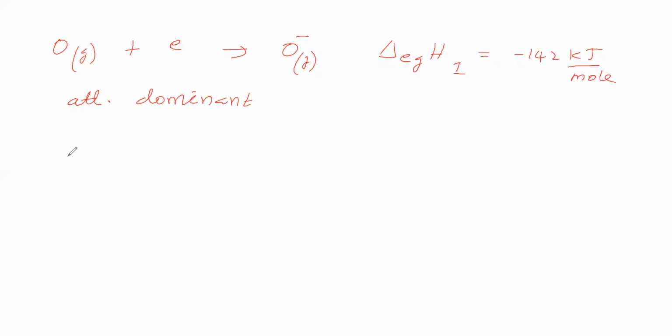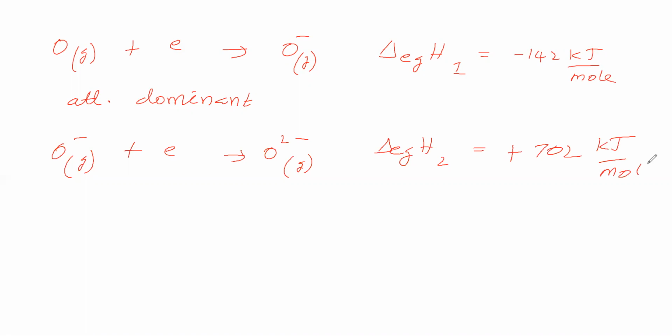Next, this O minus takes an electron and becomes O2 minus. This is called second electron gain enthalpy. So second electron gain enthalpy means O minus taking one electron and becoming O2 minus. Second electron gain enthalpy is plus 702 kilojoule per mole.